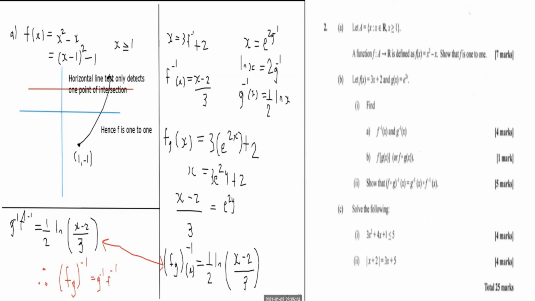Part C. Part C says to solve 3x squared plus 4x plus 1 less than or equal to 5. So we have a quadratic inequality. Baby maths, add maths, CSEC maths, primary school maths.